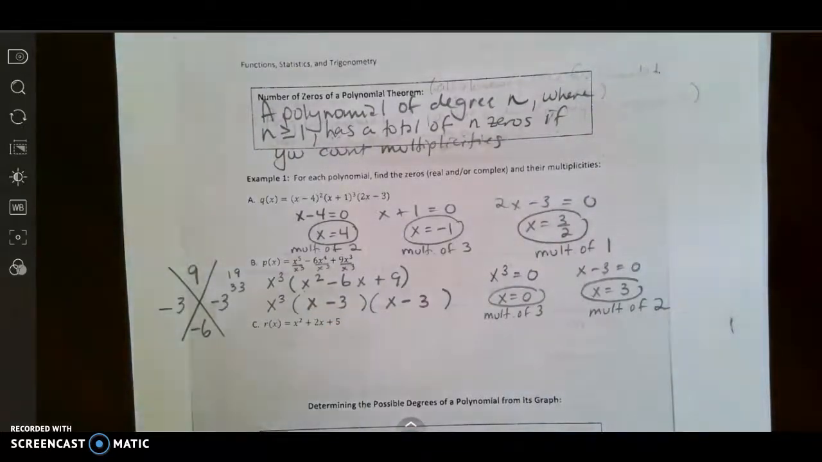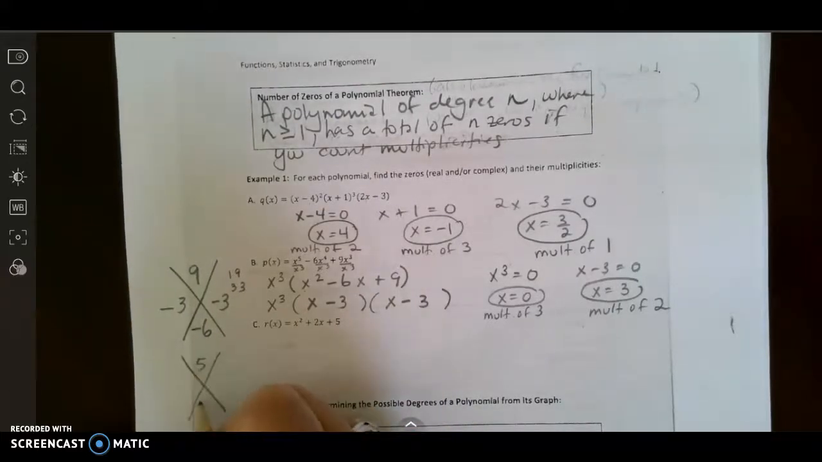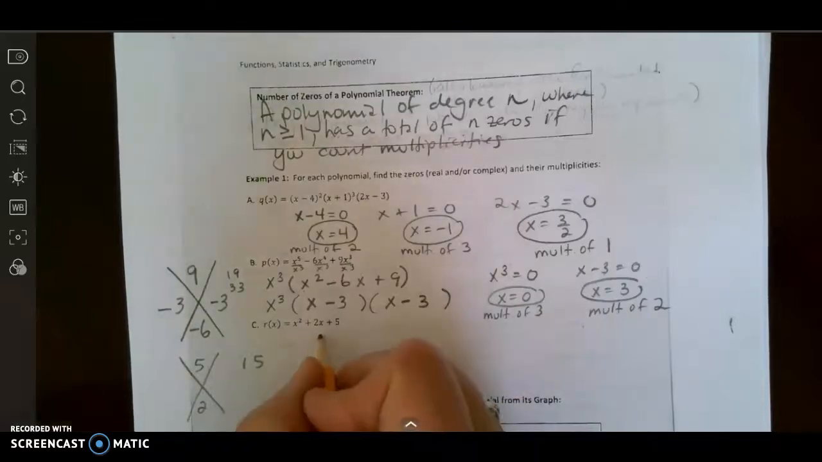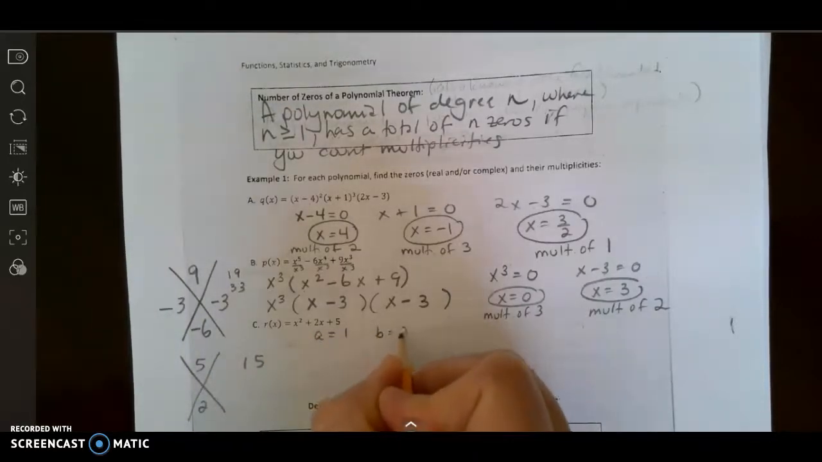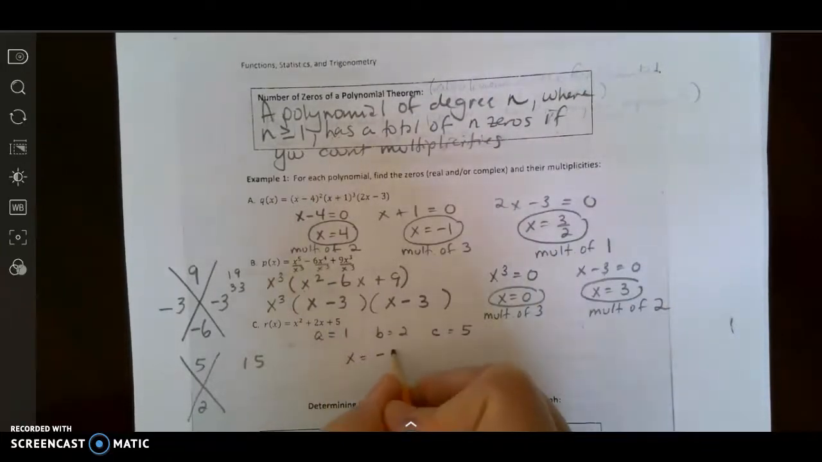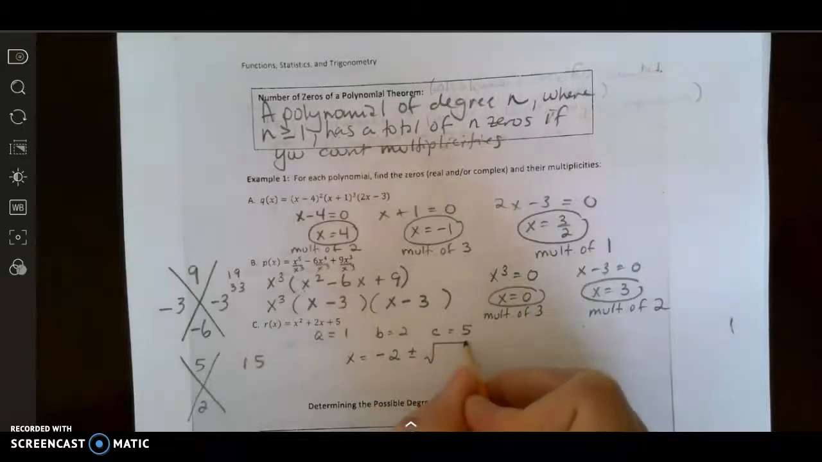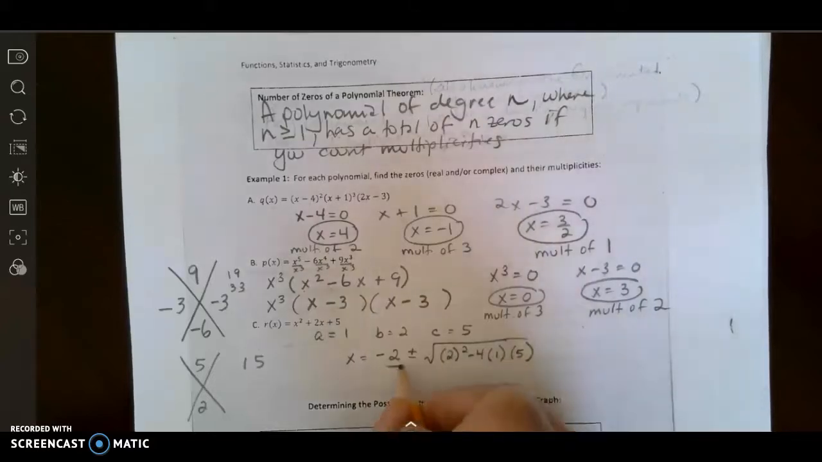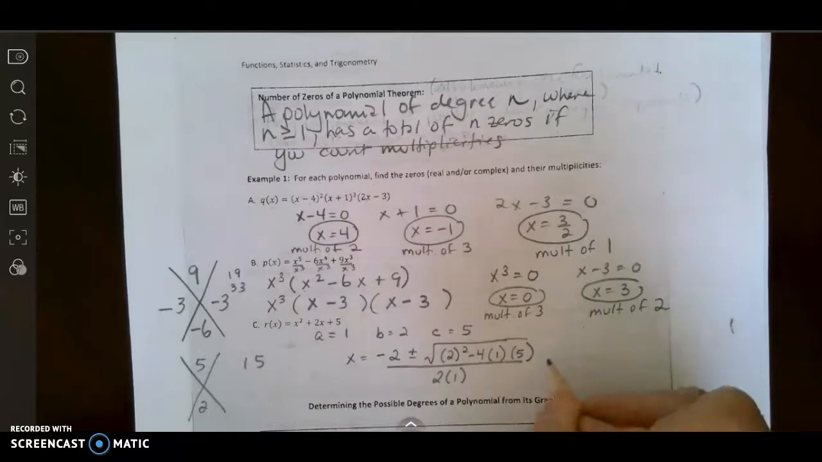Let's go to this next one here. I know that my only factors of 5 are 1 and 5, and there's no way to make 2, which means this is not factorable. I'm going to try quadratic formula. So A is 1, B is 2, C is 5, x equals opposite of B plus or minus the square root of B squared minus 4 times 1 times 5, all divided by 2 times 1.